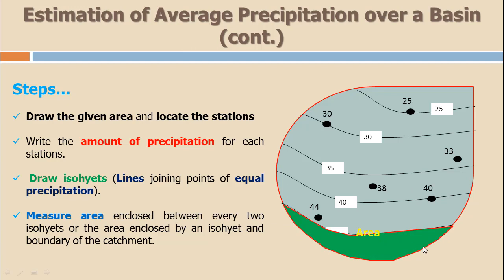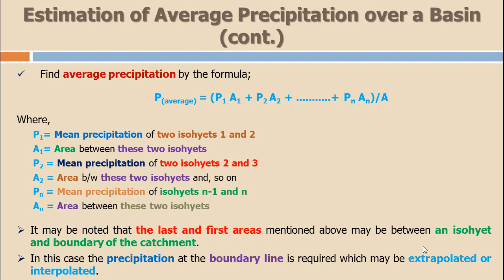We have already discussed those methods in the Thiessen polygon method. You can measure the area by a tracing paper, by planimeter, or any other method. After measuring the area, what will we do? We will calculate the average precipitation by the formula of the Thiessen polygon.